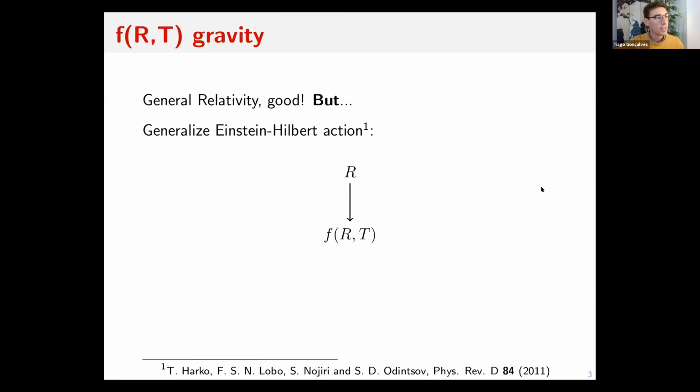So we have general relativity, which is very good, but our picture of the universe is still not quite complete. So we'd like to explore all possibilities. One such possibility is F of RT, which was first proposed in 2011, and which generalizes the Einstein-Hilbert action. Instead of just the Ricci scalar, we now have a general function of the Ricci scalar and the trace of the energy momentum tensor. I'll just show here the full action with the general function and the matter Lagrangian.